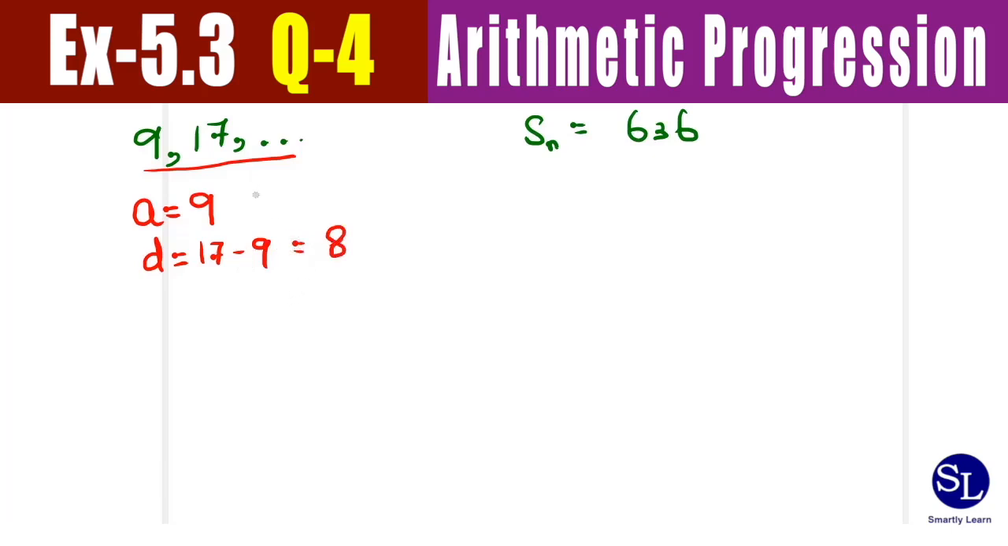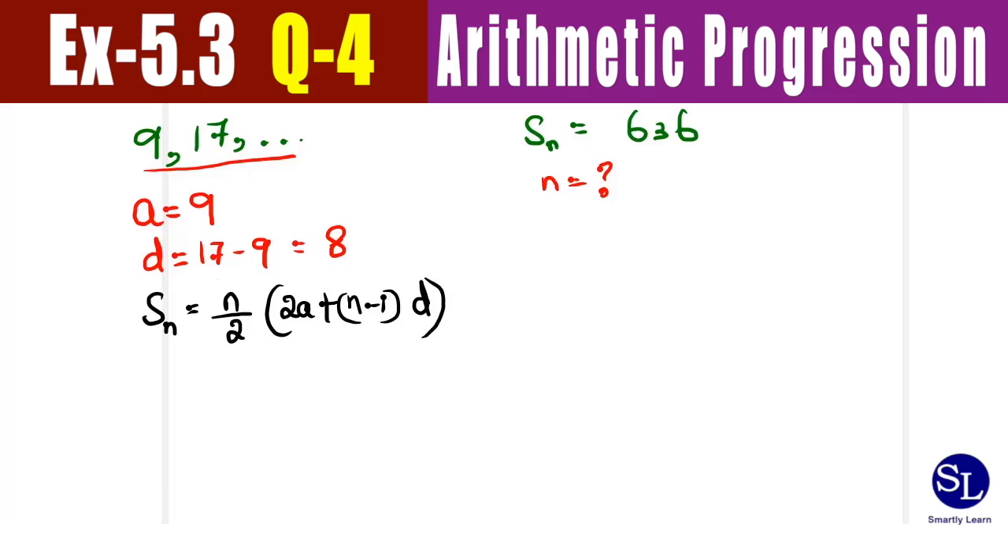So we know the value of A, we know the value of D, we know the value of Sn, and what is expected of us is to find the value of N, because they asked how many terms of the AP make up this sum. So now let's write out the Sn formula. So Sn is equal to N by 2 into (2A plus (N minus 1) D). For this formula, we know all the data except N.